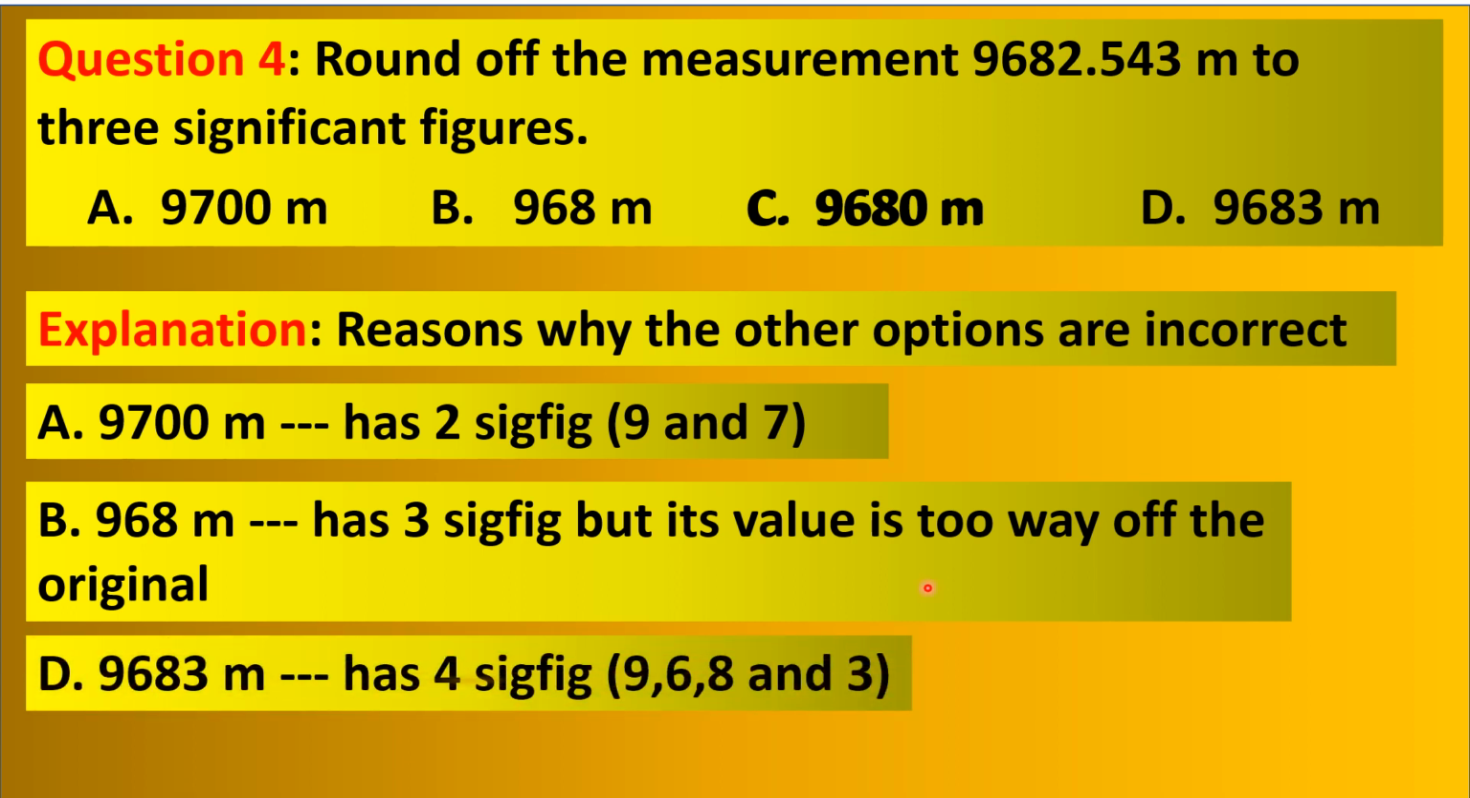Letter D, 9,683 meters, is not the correct answer either because although the value of 9,683 meters is quite close to 9,682.543 meters, closer than our answer, which is 9,680 meters, 9,683 meters has four significant figures. 9, 6, 8, and 3 are all significant. And the answer that we want should have only three significant figures. So that makes letter C the best answer.